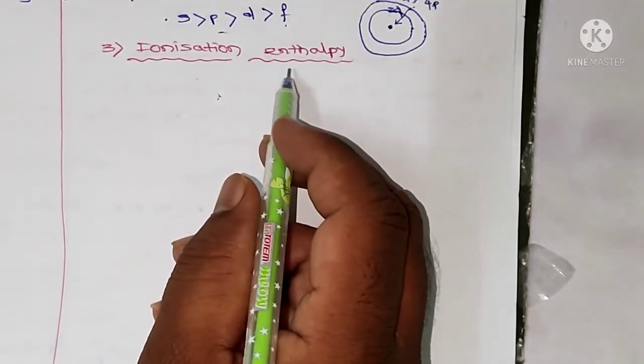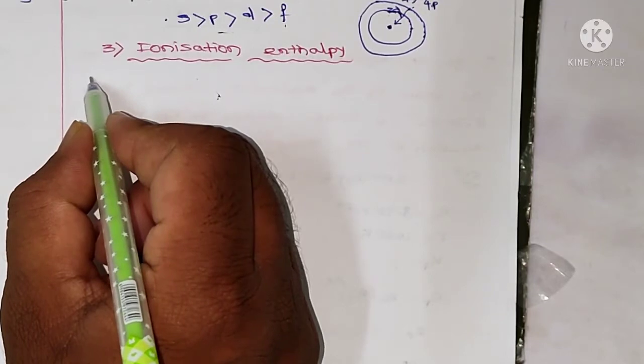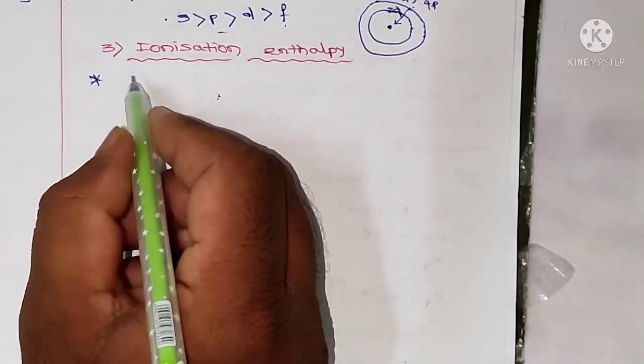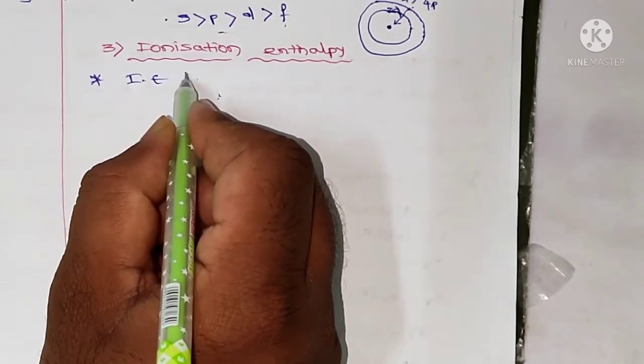Next, ionization enthalpy. Generally, if you go from top to bottom in a group, the ionization enthalpy decreases.